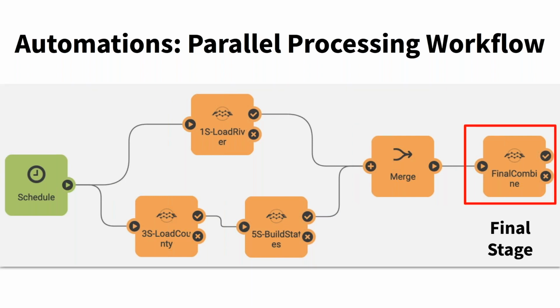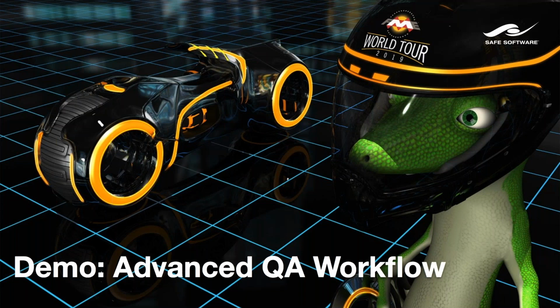Okay, so that's parallel processing. But I'm going to show a different one: an advanced QA workflow. Sometimes in a really big workflow, you want to audit each step and see how each step goes.